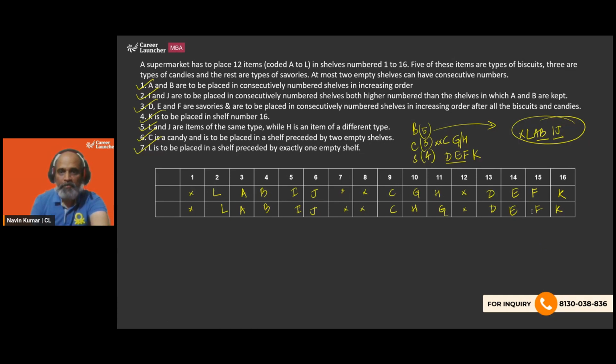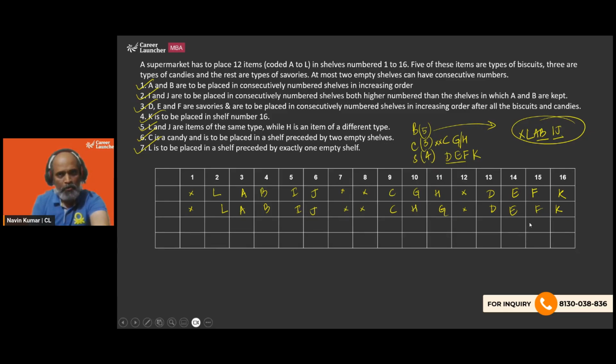Now, what if we bring in candies to the front? If candies will come to the front, so we will have the same two cases in the front with C, G, H, or we may have C, H, G. Then we can have the blank, L, A, B, I, J, and then again a blank or an empty shelf.